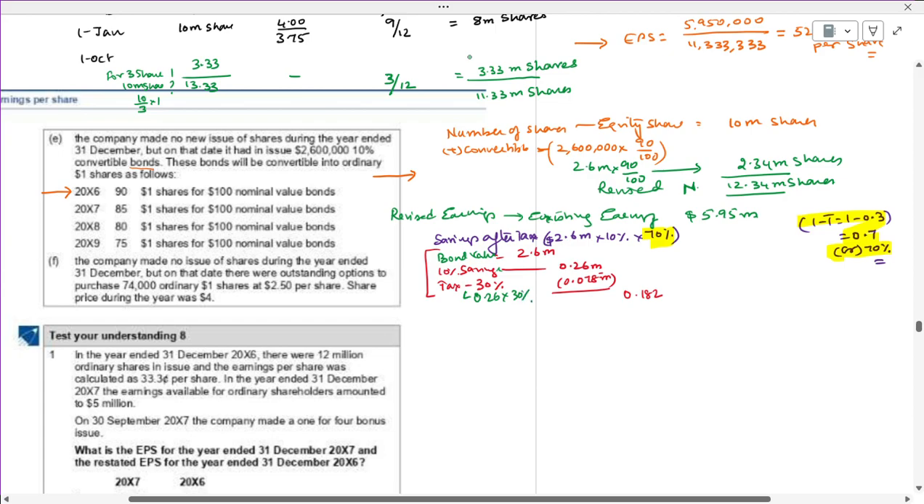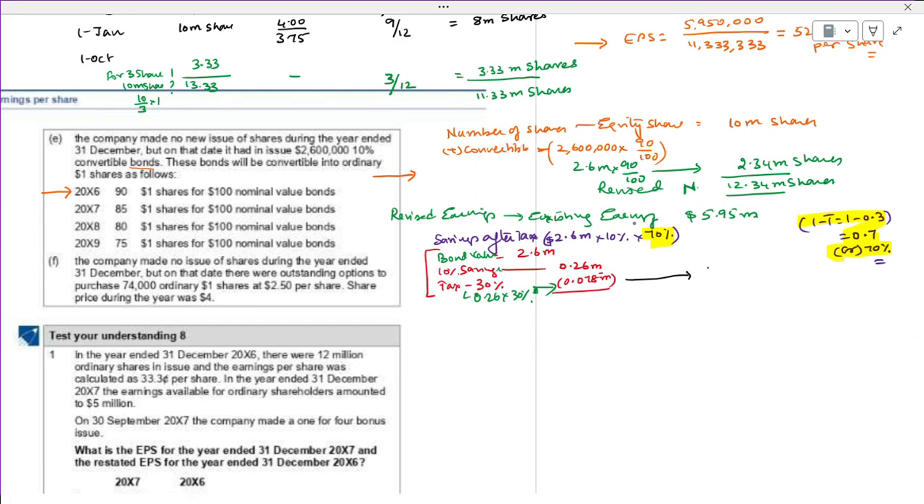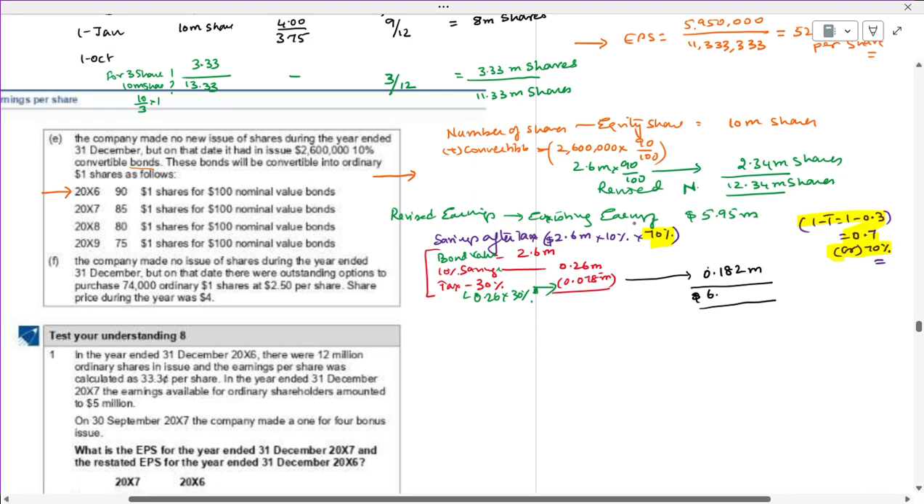0.26 into 30%. How much will you get? 0.078. Is it right? Yes. 0.26 minus 0.078 comes to 0.182 million. If you do the total plus 5.95, how much will you get? Check my calculation. 6.132 million. Is it okay? 5.95, 6.132. Yes. Okay.